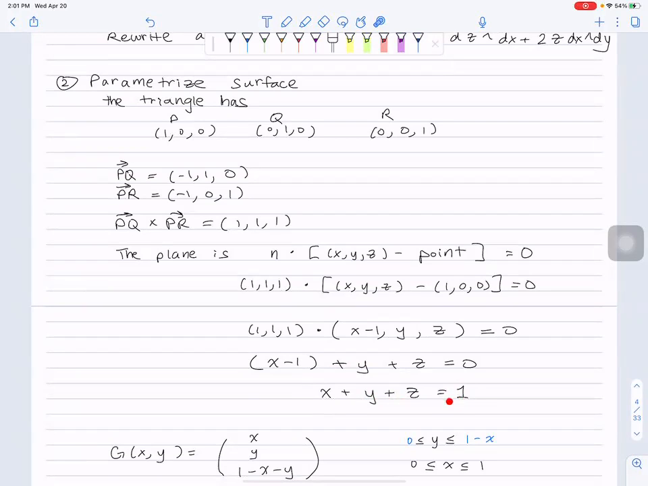Now that I have the equation of the plane, I still need to parameterize it. This is in implicit form. This equation is implicit, so we need to parameterize it, meaning we want to get rid of a variable. Right now we have x, y, and z. Let's get rid of one of the variables. If I get rid of z, what would happen?